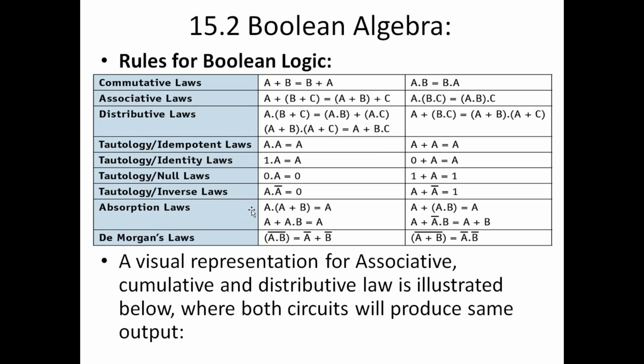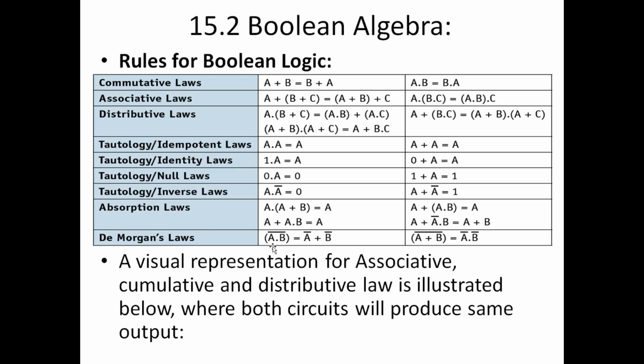Sorry. Yeah, A multiplied by (A plus B) would be equal to A. Similarly, A plus AB would also be equal to A. A plus A bar B would be equal to A plus B.